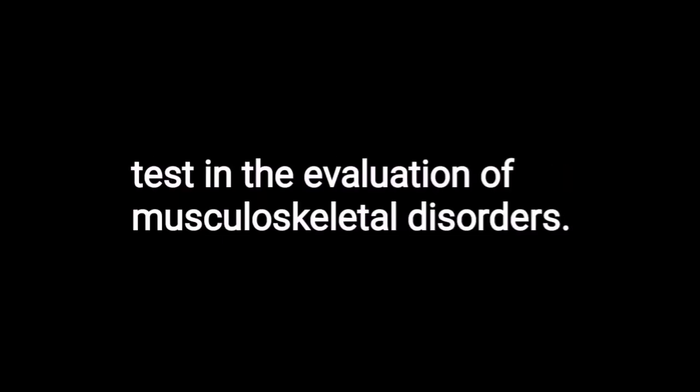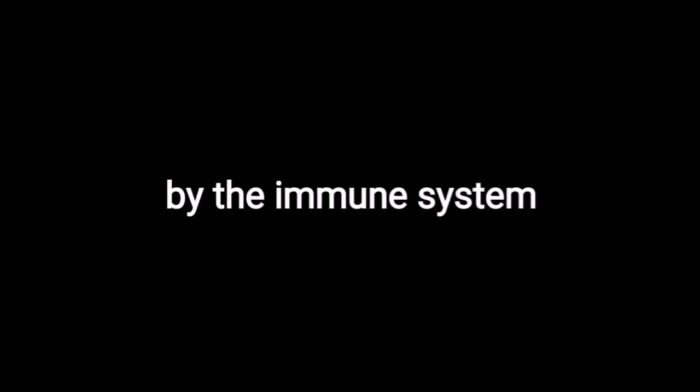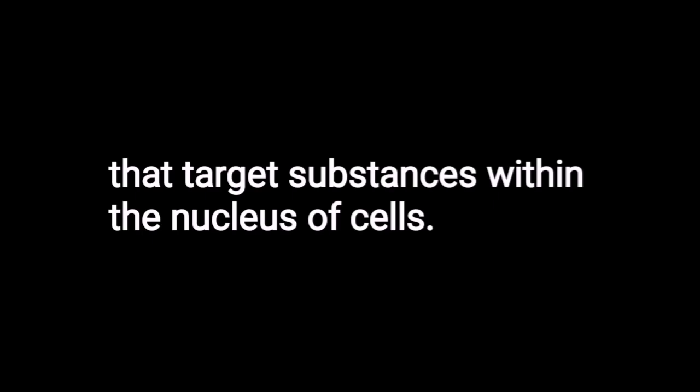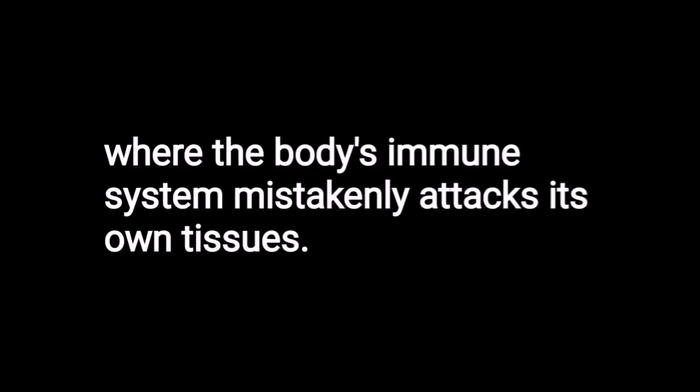Certainly, let's discuss the significance of the anti-nuclear antibody (ANA) test in the evaluation of musculoskeletal disorders. What is ANA? Anti-nuclear antibodies, ANA, are a group of autoantibodies produced by the immune system that target substances within the nucleus of cells. These antibodies can be indicators of autoimmune diseases, where the body's immune system mistakenly attacks its own tissues. The ANA test measures the presence and level of these antibodies in the blood, making it a valuable tool for diagnosing various autoimmune conditions, including those that affect the musculoskeletal system.